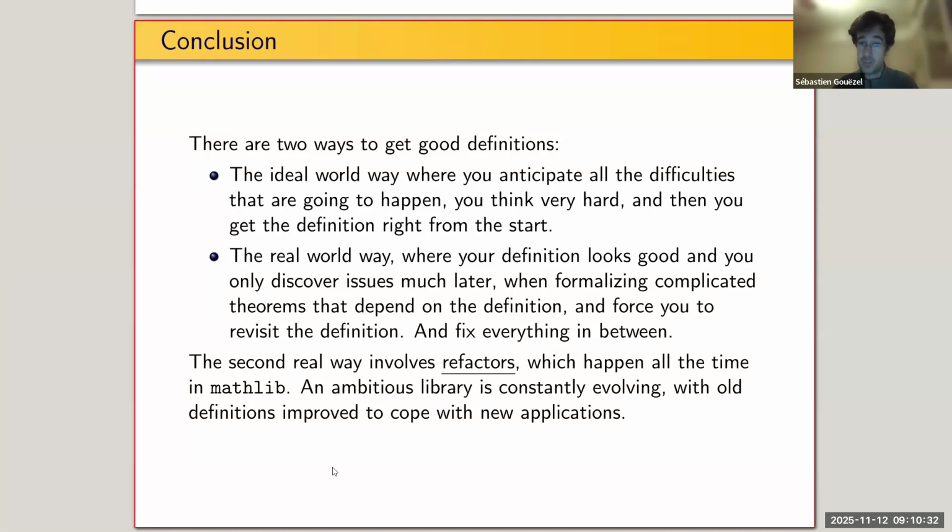And that's something that an ambitious library has to do. It's not one thing that is set in stone. It's constantly evolving, and the old definitions are all the time improved to cope with the new applications. So mathlib is driven by the new applications, and it works pretty well. Thank you very much.